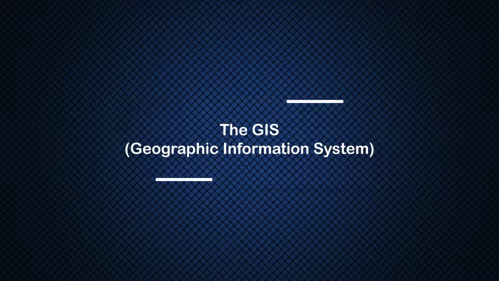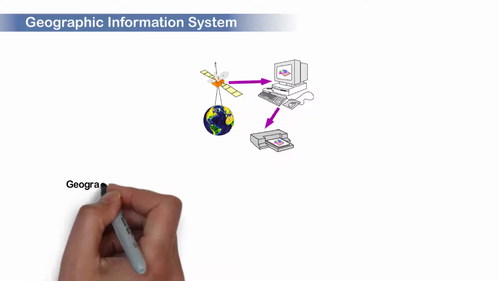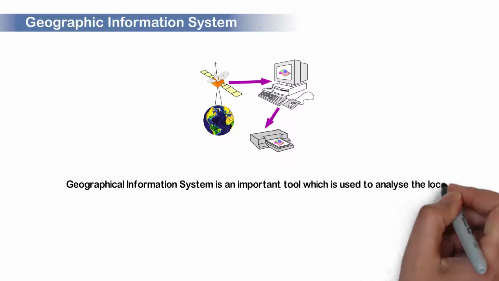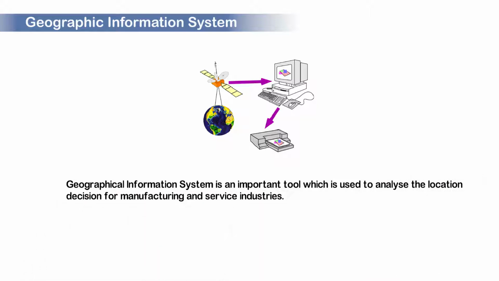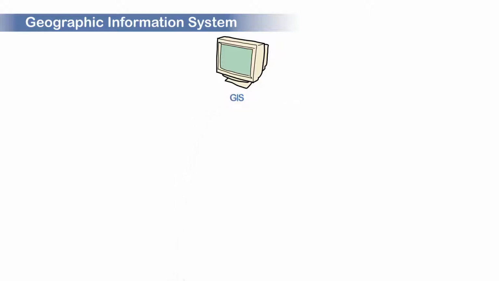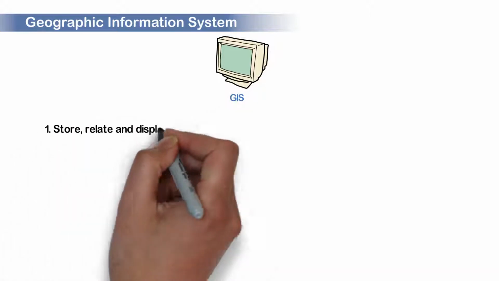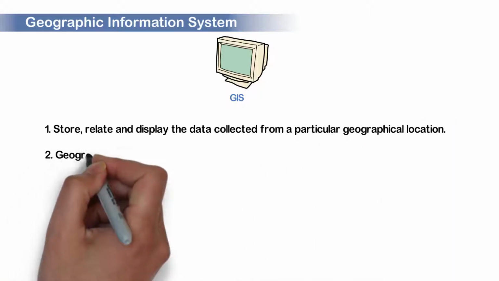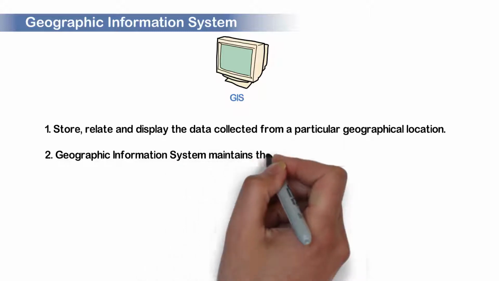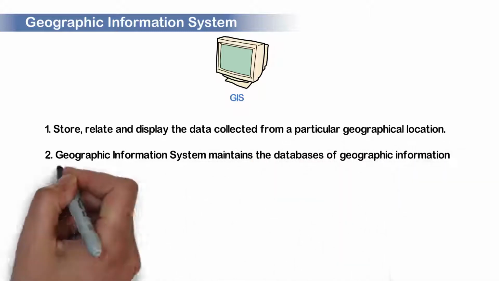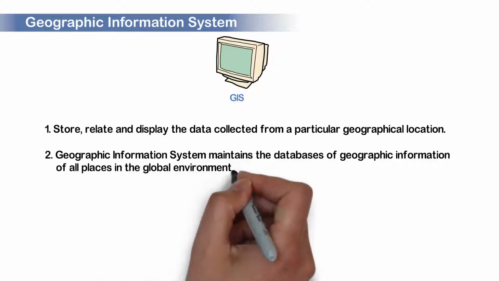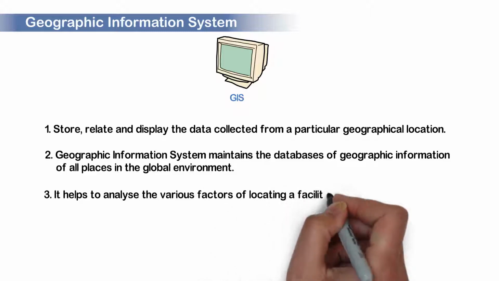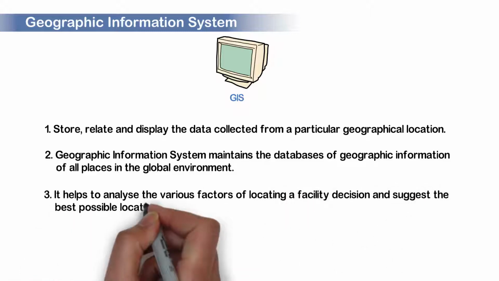The geographical information system. The geographical information system is an important tool which is used to analyze the location decision for manufacturing or service industries. It is a computerized system which can store, relate, and display the data collected from a particular geographical location. The geographical information system maintains the databases of geographical information of all places in the global environment, which helps to analyze the various factors of locating a facility decision and suggest the best possible location.